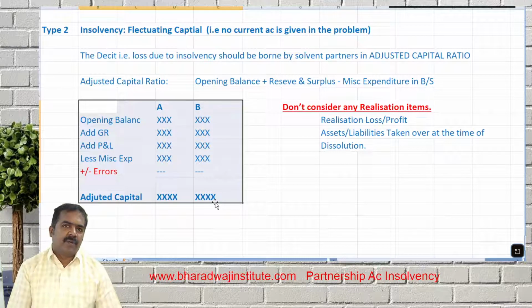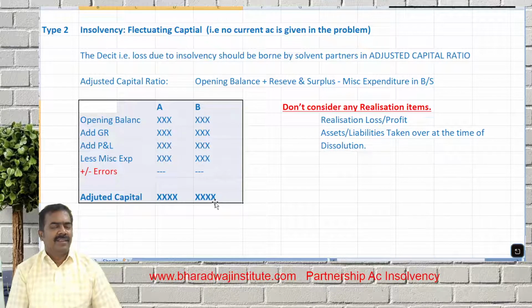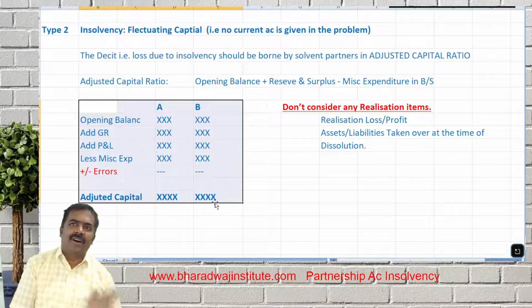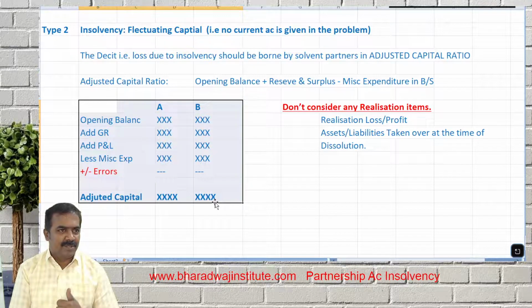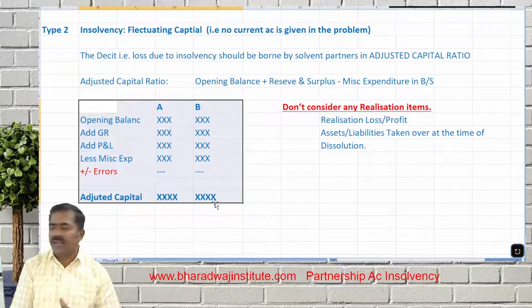The question that we are going to see is one of the most important and most repeated ones. It's a fantastic question. It will test you on all the areas. Number one, normal dissolution. Number two, insolvency. Then finding out all these things. Shall we?